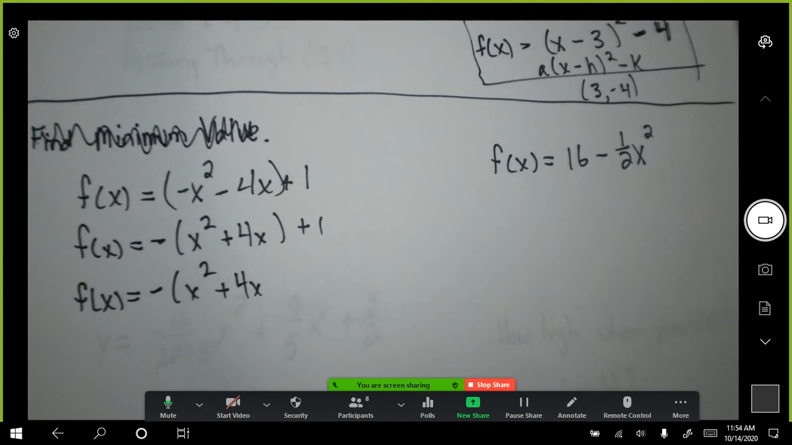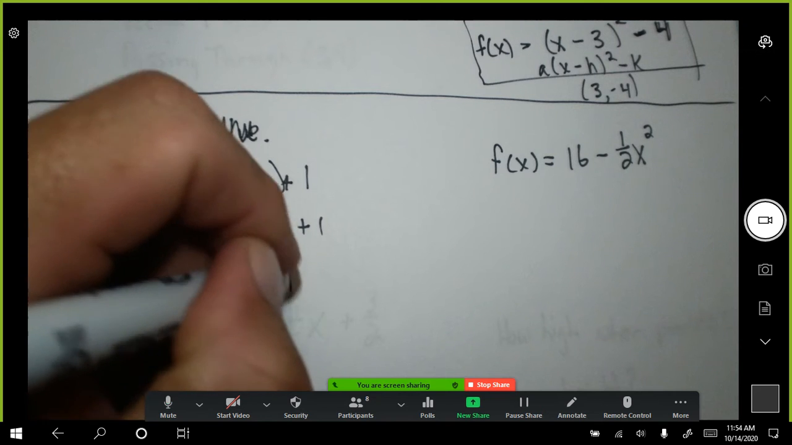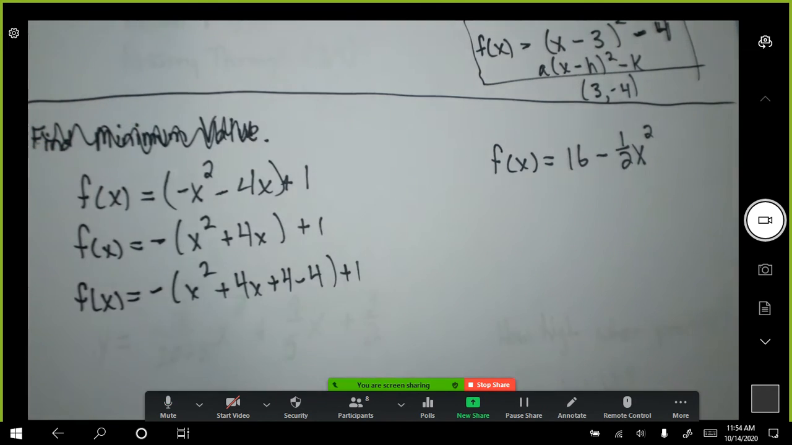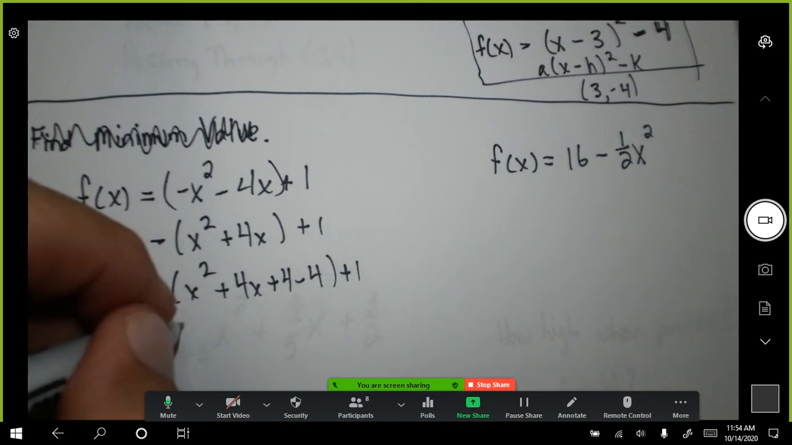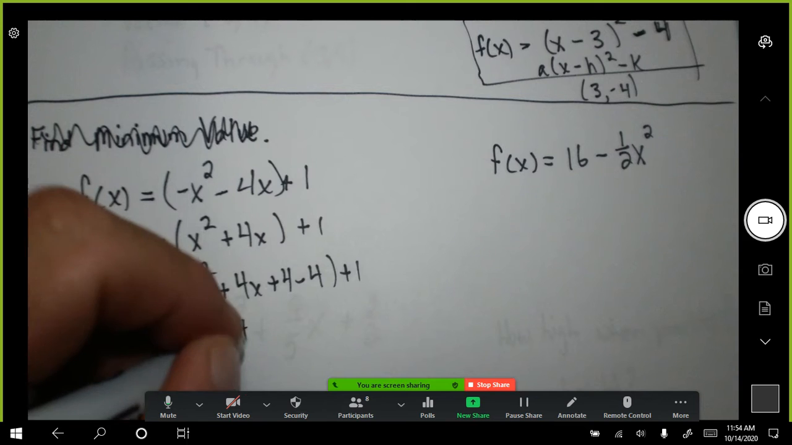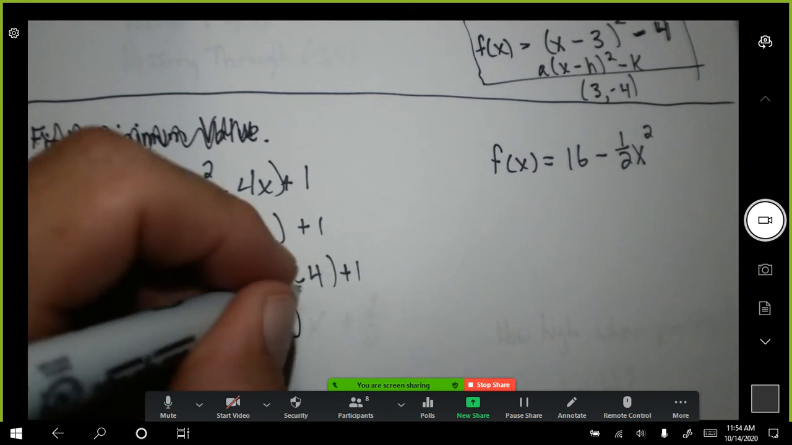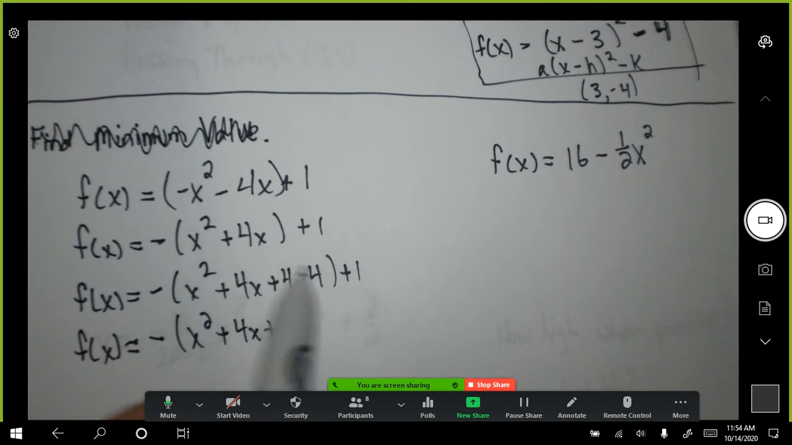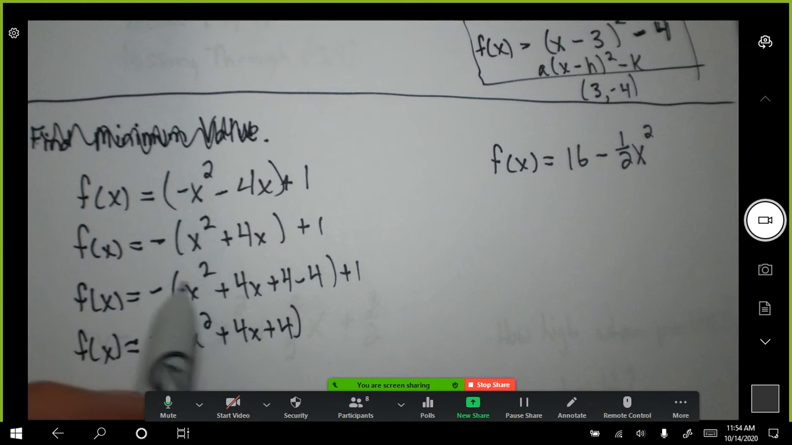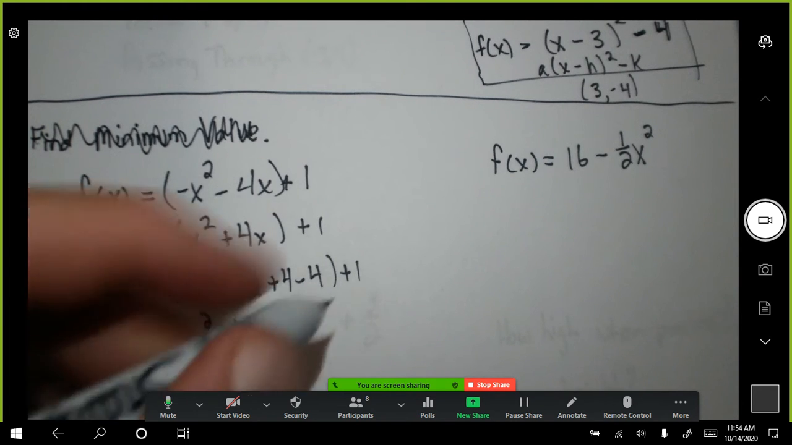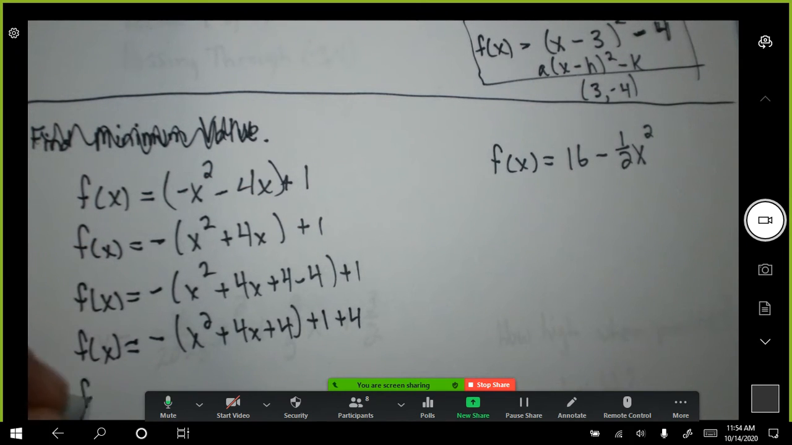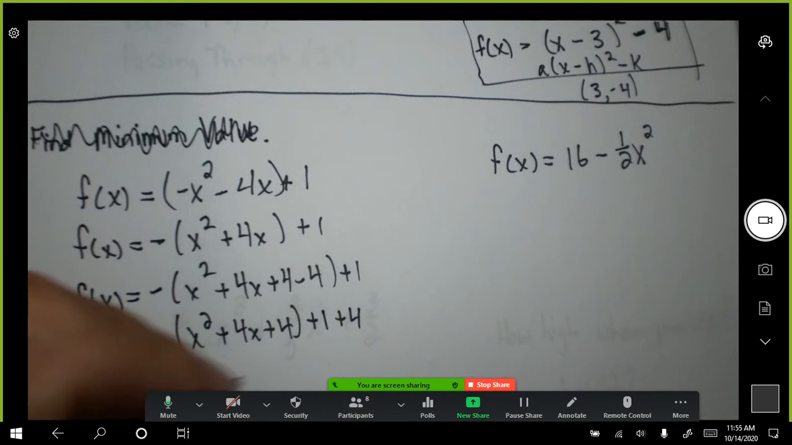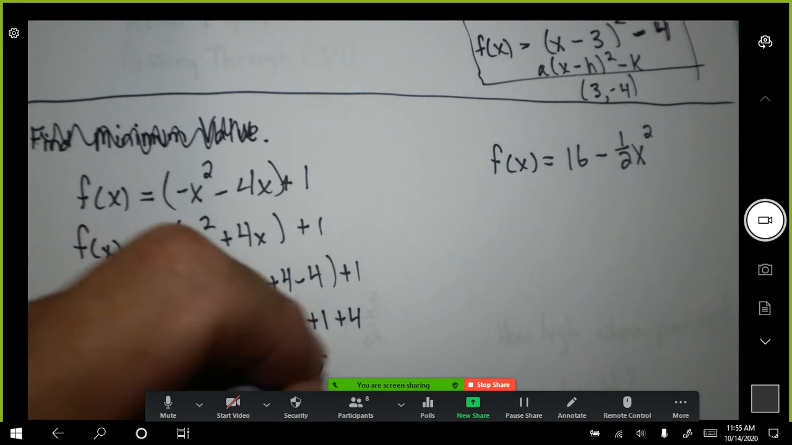Half of 4, once again, is 2. 2 squared is 4. So I'm going to add 4, subtract 4. And then I've got a negative times x squared plus 4x plus 4. I'm going to move the minus 4 out, but I've got to make sure I multiply it by this number on the outside. That's like a negative 1. So negative 1 times negative 4 is positive 4. So I got plus 1 plus 4. And then what do we have? A negative x plus 2 squared plus 5.